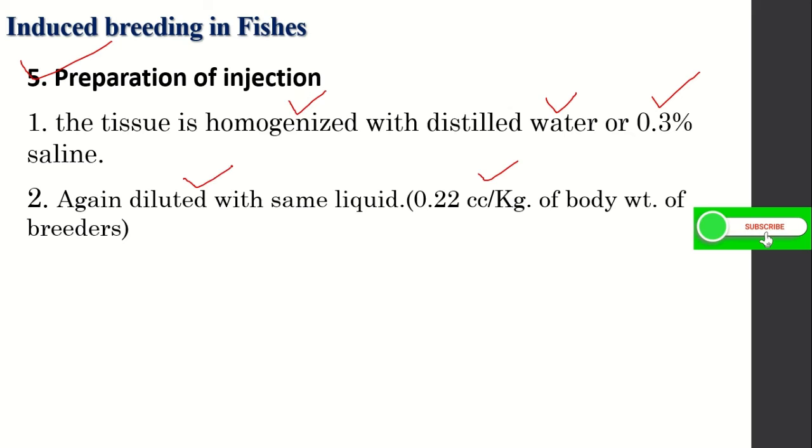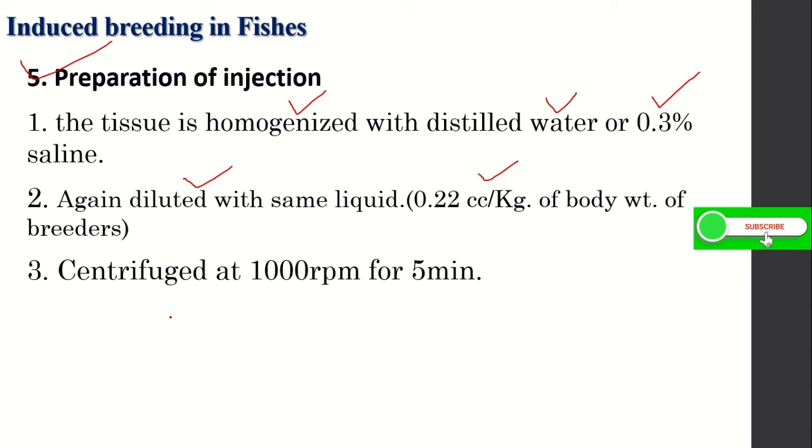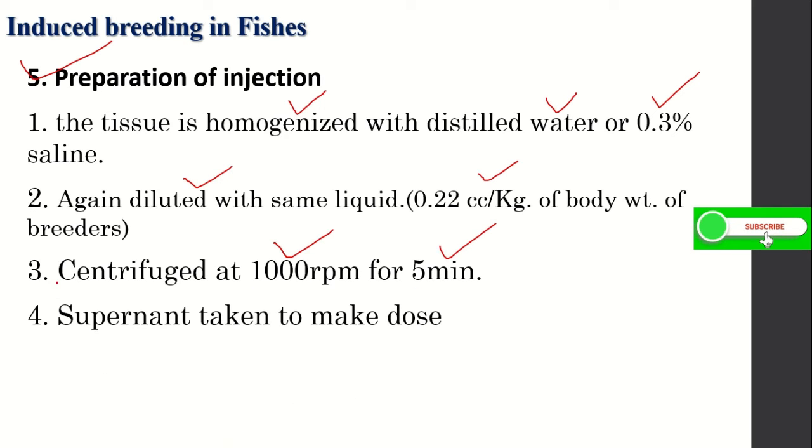Then the gland suspension is centrifuged at about 1000 rpm for 5 minutes. Then the supernatant is taken out to make the dose. The supernatant fluid is diluted to the desired dosage, which is drawn up for injection.